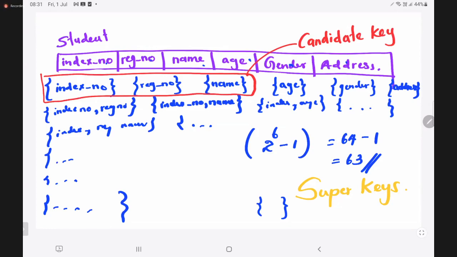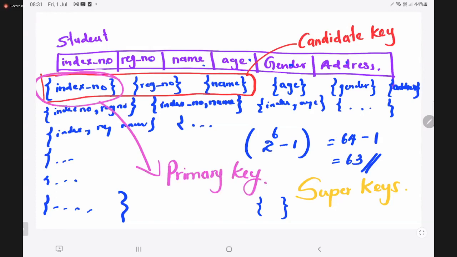What is that? Index number. Yes, your index number. We said the most suitable one is the primary key. Primary key. All the keys we call super keys. From that, there are some suitable ones that are candidate keys. From that, there is a most suitable one that is the primary key. It is a primary key.